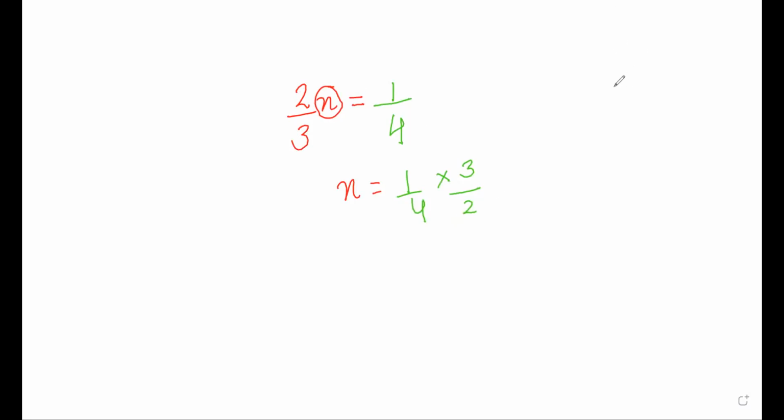Like example, if it is this way, n over 3 equal 1 over 4. So what will you do? You put n equals 1 over 4 multiply, 3 goes up. 3 goes up, 2 comes down. That's how we do it. So let us see the answer. n equals 3 over 8. Do you understand this?